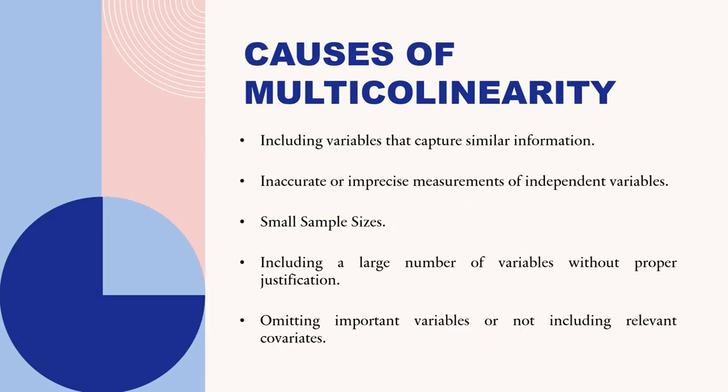Causes of multicollinearity. Including variables that capture similar information is the first cause of multicollinearity. Inaccurate or imprecise measurements of independent variables, or taking too small sample sizes, are other causes of multicollinearity. Including a large number of variables without proper justification or omitting important variables are other causes of multicollinearity.